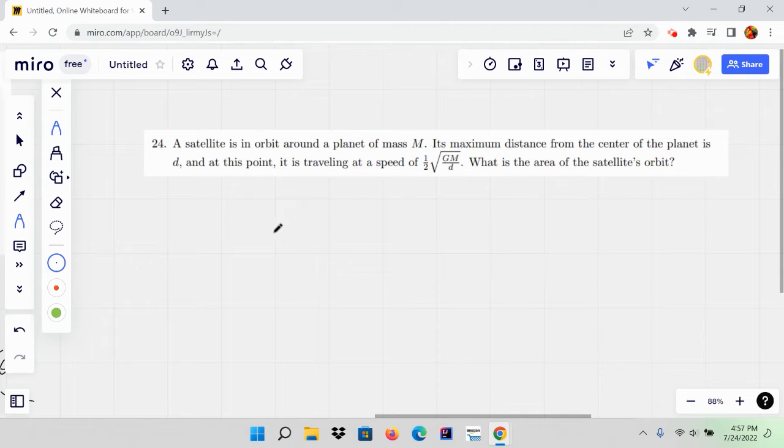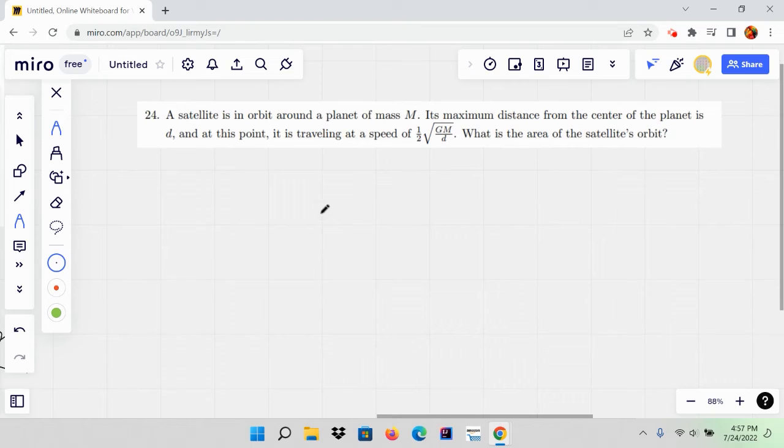The maximum distance from the center of the planet is d, and at that point it's traveling at a speed of 1/2 square root of GM over d. What is the area of the satellite's orbit? So let me just quickly draw a diagram here so that it makes more sense.